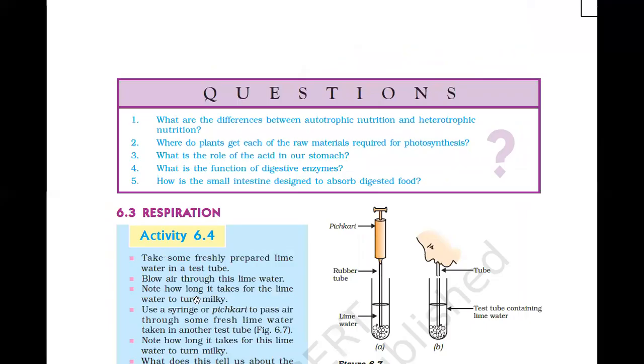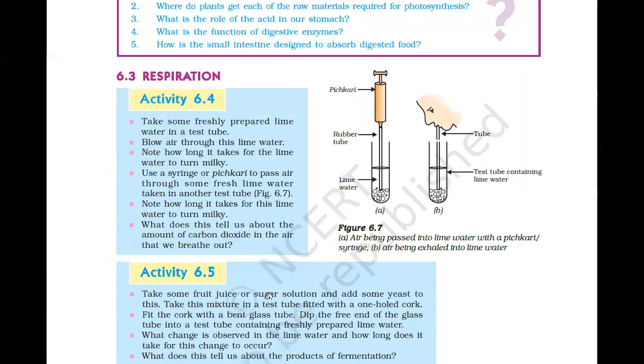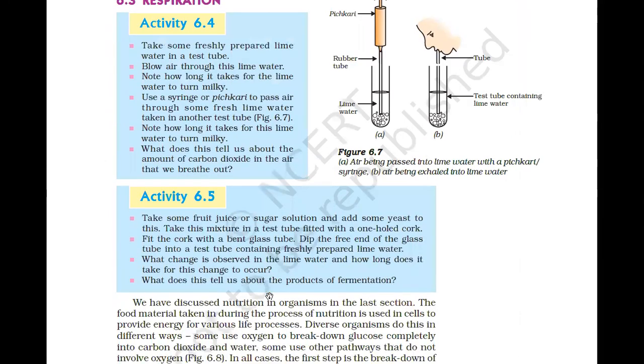Respiration. Activity 6.4. Take some freshly prepared lime water in a test tube. Blow air through this lime water. Note how long it takes for the lime water to turn milky. Use a syringe or pitchkari to pass air through some fresh lime water taken in another test tube.